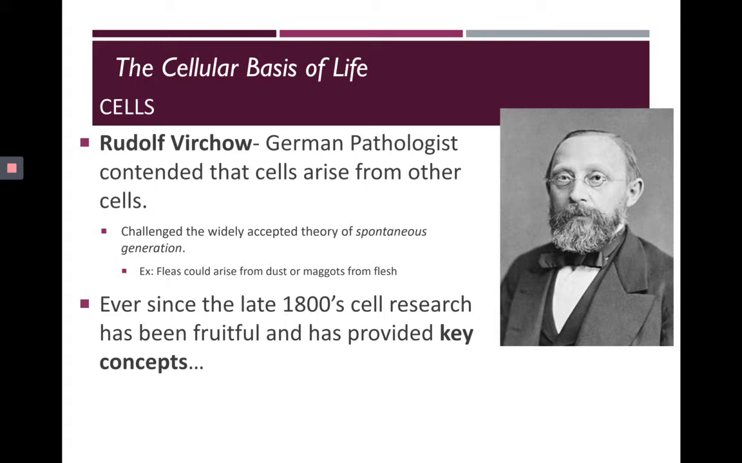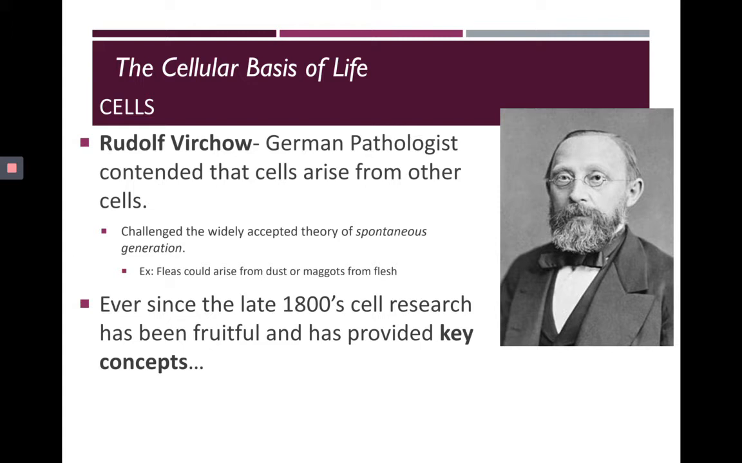But Rudolf Virchow challenged this widely accepted theory, and he proposed that cells come from pre-existing cells, or that units of life come from pre-existing units of life, whereas the spontaneous generation theory stated that things that are living could just arise from non-living things, like fleas would arise from dust, or rats from straw, or even maggots from flesh, like rotting meat. So ever since this kind of early research into the cellular basis of life, so that's about early 1600s all the way into the late 1800s, cell research has just exploded.